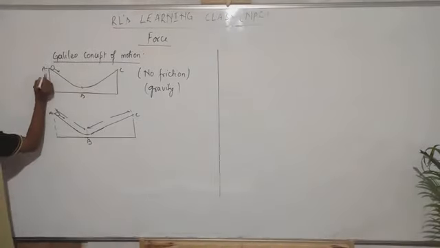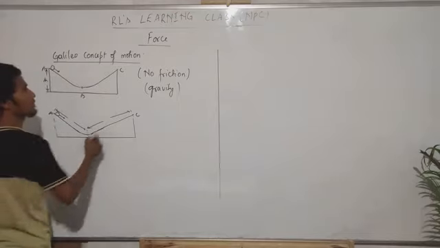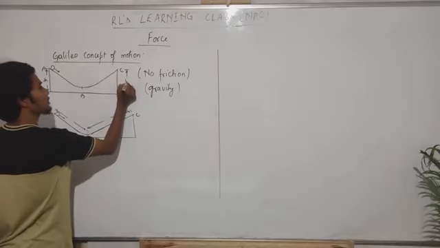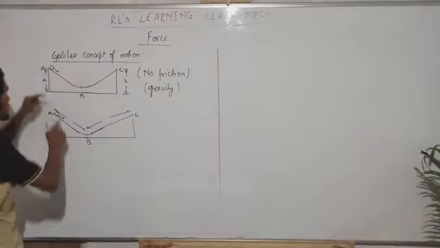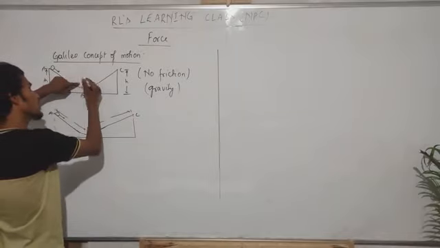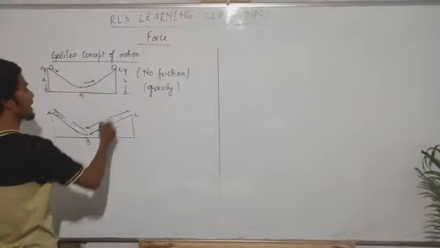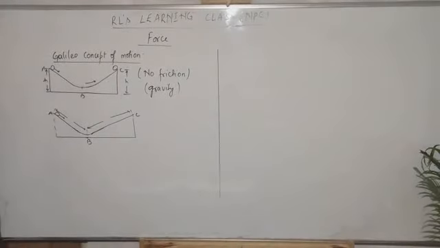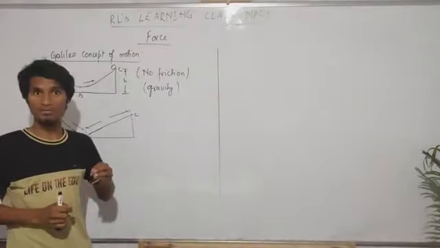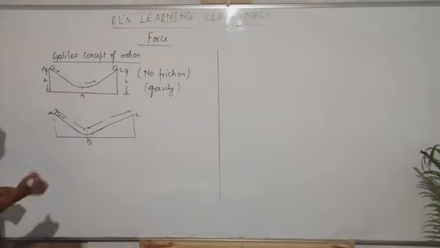It will move up till it reaches the same height as the start. If the height from here to here is h, then from here to here will also be h. Once it reaches B, it will move up till it reaches point C, the same height as the initial one, if there is no friction and only gravity is acting.